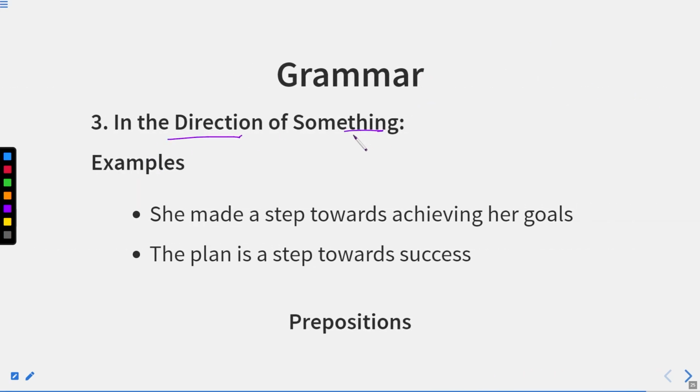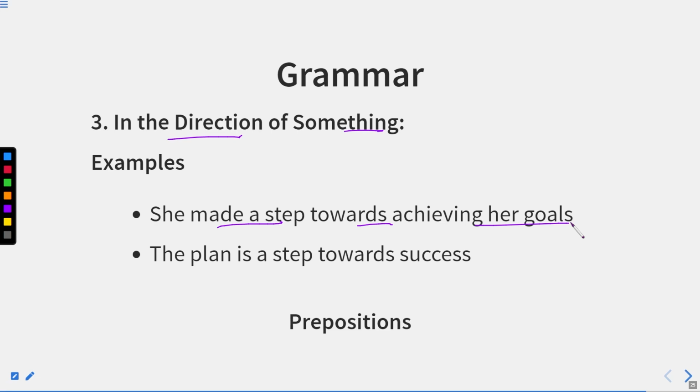In the direction of something, she made a step towards achieving her goals. So towards achieving her goals means that she's working very hard, or she has performed very well, that she's just about to achieve her goals, and she's stepping towards that particular direction. Or you can say it shows that she will succeed very soon.